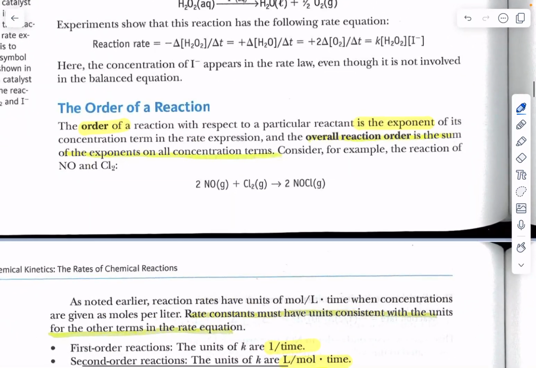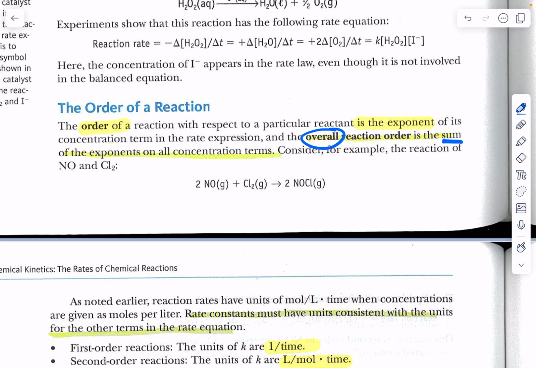Now, whatever that exponent is, we often call that the order. You can have the order with respect to one reactant, the order with respect to another reactant, if there is one, and then you can have the overall order, which is going to be the sum of the individual exponents of each of the reactants that you have in the equation. So the order of a reaction is going to be the sum of the exponents.